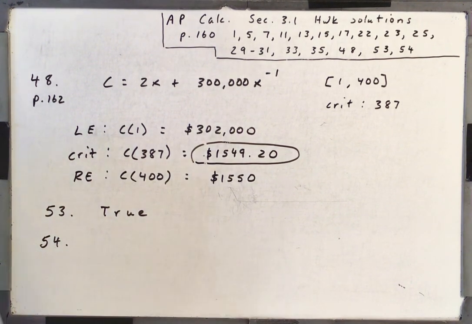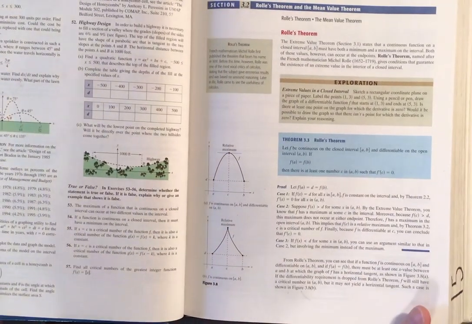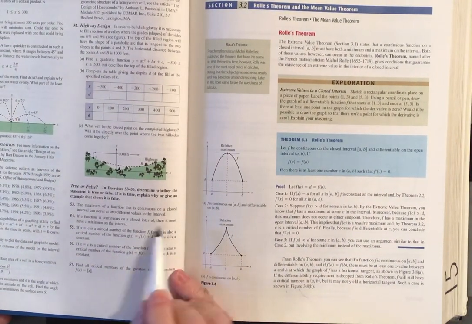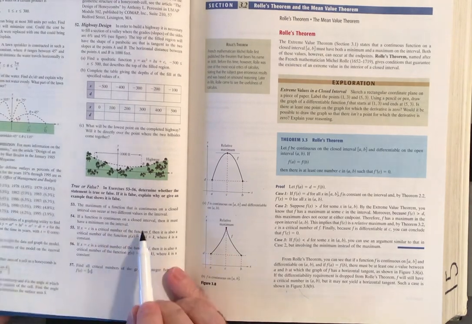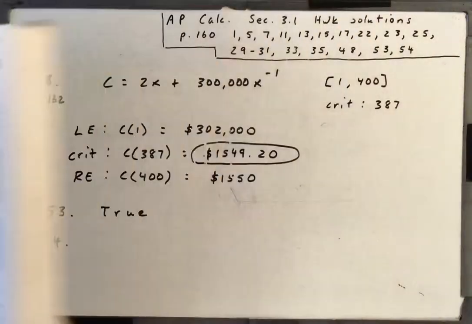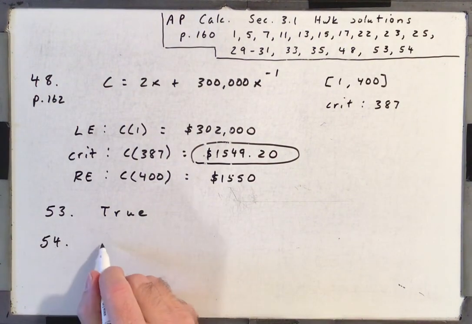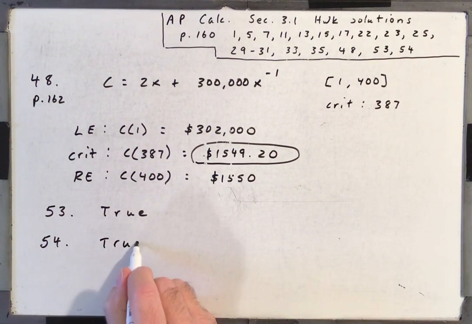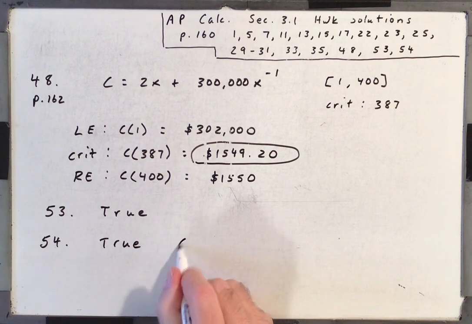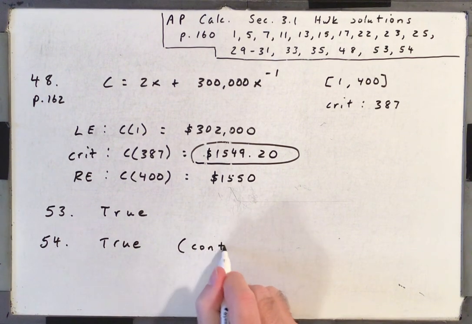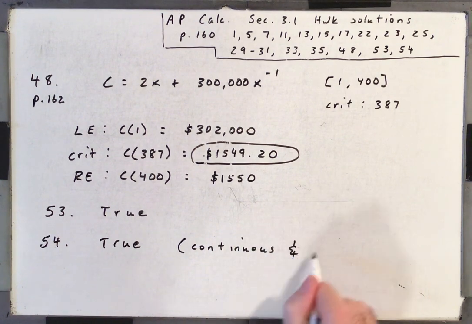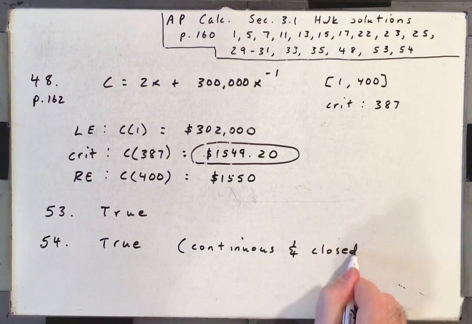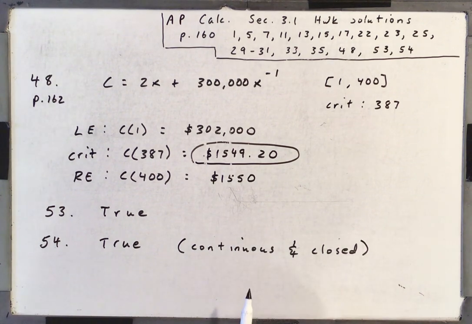54. If a function is continuous on a closed interval, then it must have a minimum on the interval. If it's continuous and the interval is closed, that's absolutely true. It has to have a minimum and a maximum. But that only occurs if it's continuous and closed. Then it must have a minimum and a maximum. That is the extreme value theorem.